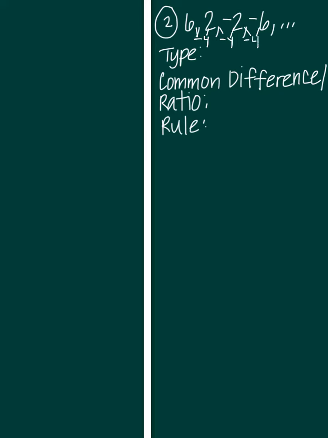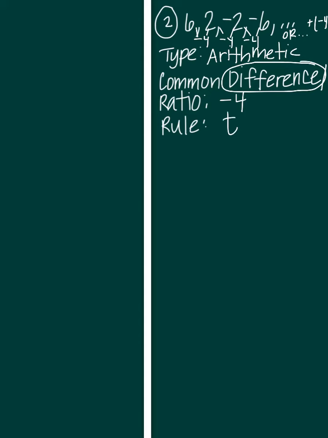That's the same thing as saying plus negative 4. So because we are adding, that will be arithmetic. We have a common difference of negative 4. So a rule could be t minus 4. Let's try another.